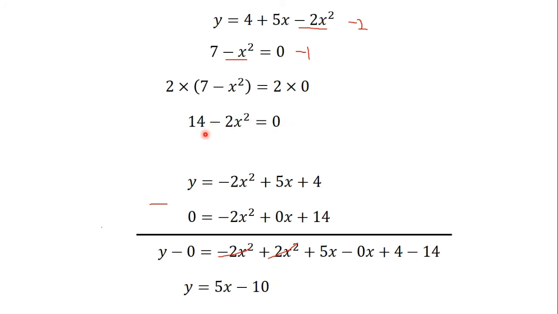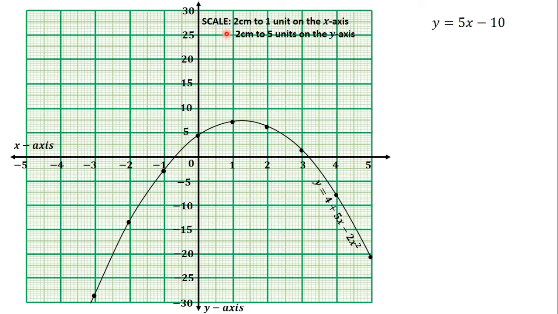So after subtracting the quadratic equation from the quadratic function, we have a linear function y is equal to 5x minus 10. We have learned that to find the solution of this quadratic equation, we will have to draw the graph of this linear function on the same graph sheet as the quadratic function. So this is the graph of the quadratic function y is equal to 4 plus 5x minus 2x squared.